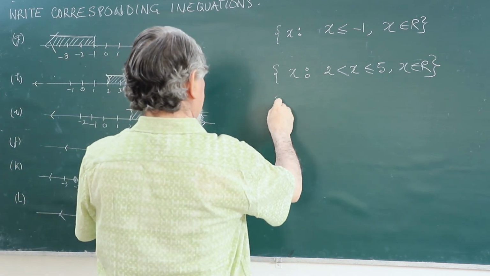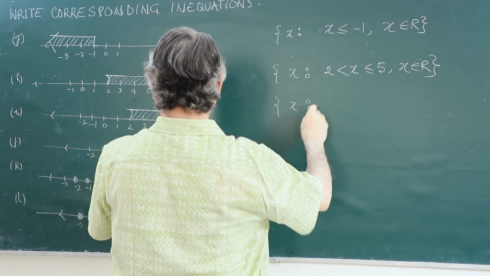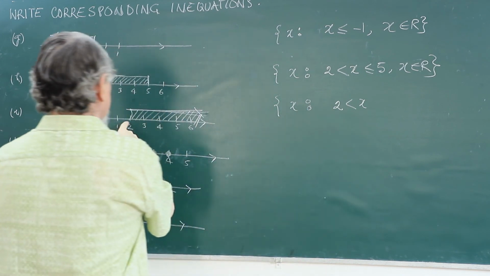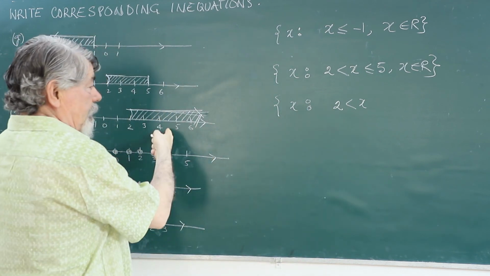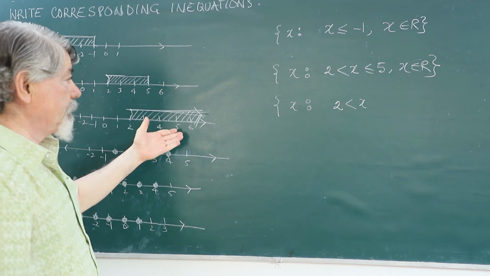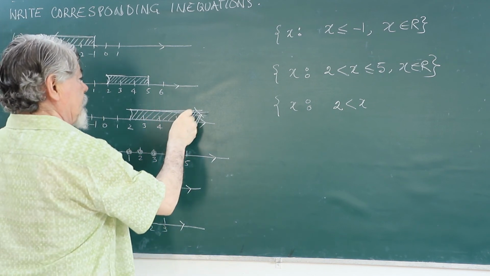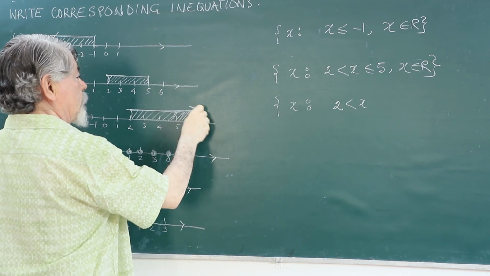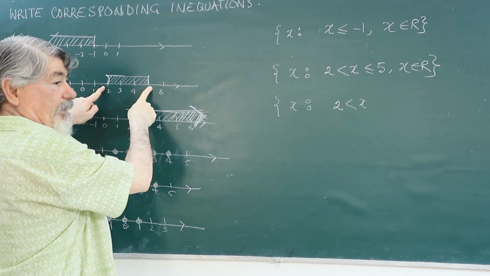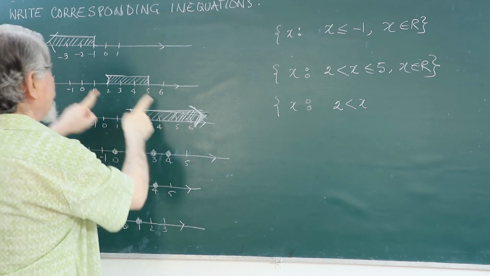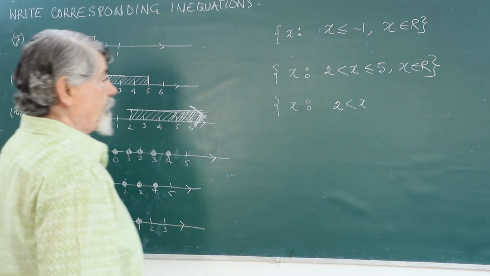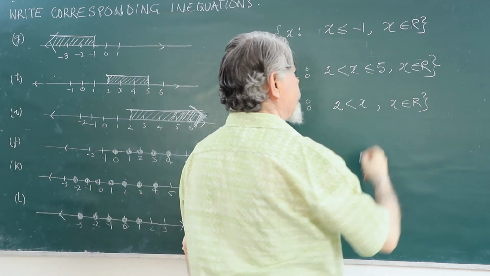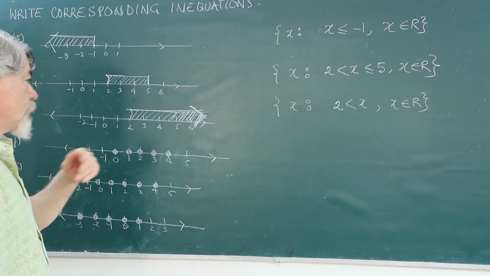Next one is x such that x is again greater than 2, because you can see at 2 this curve is drawn, and here it is not stopping, it is going to infinity. This arrow indicates it is going to infinity. Like here it was a finite set, but here it is an infinite set. X belongs to R. There are no endpoints here, it starts at one place and goes to infinity.